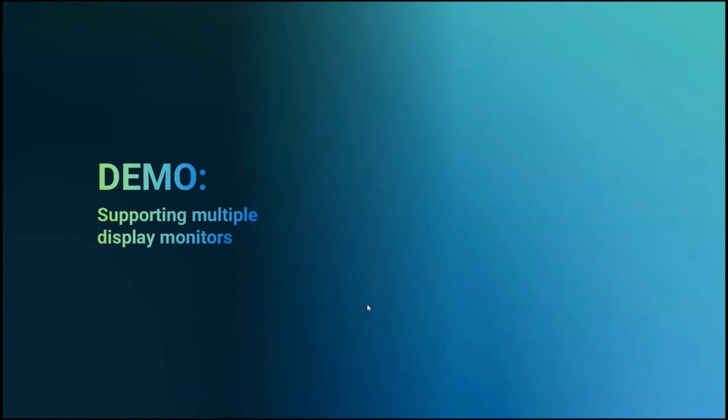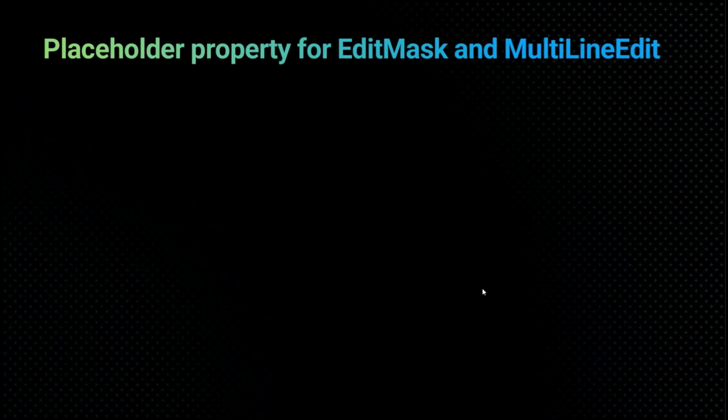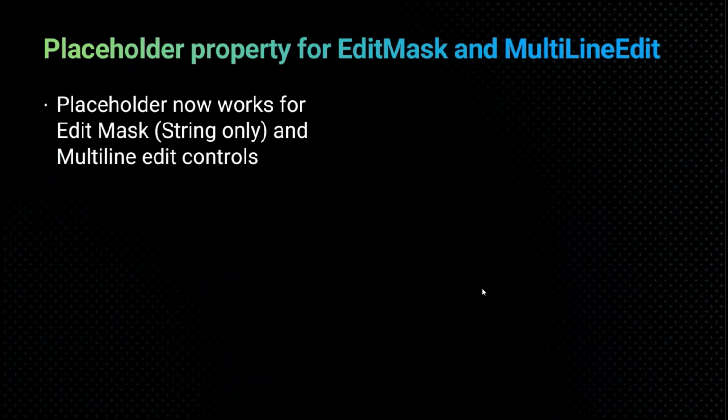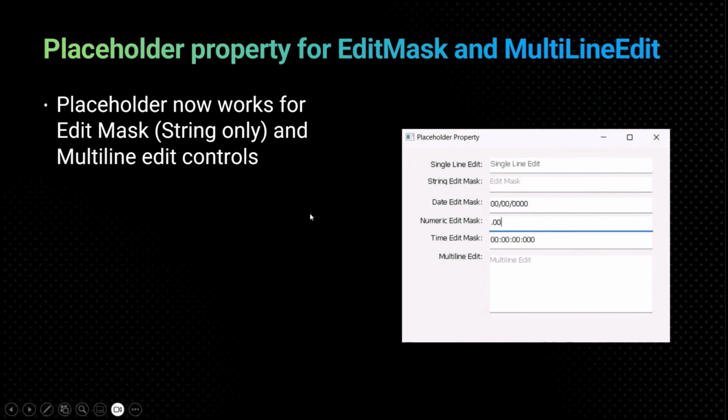Okay, so that was support for multiple display monitors. The last thing we're going to look at is the placeholder property for edit mask and multi-line edit. Now, the thing I'll point out, with an edit mask, you have different formats. The placeholder for the edit mask only works with string. So you notice this is a single line edit, and that is the placeholder. That placeholder has been supported in earlier versions of PowerBuilder. So that's not new. I'm just showing you there as an example.